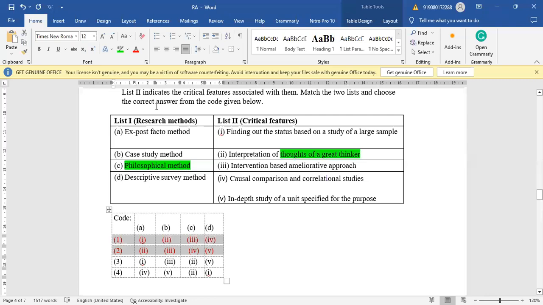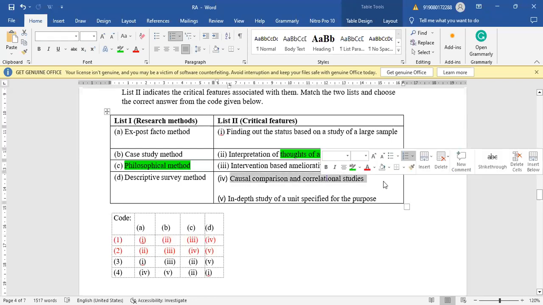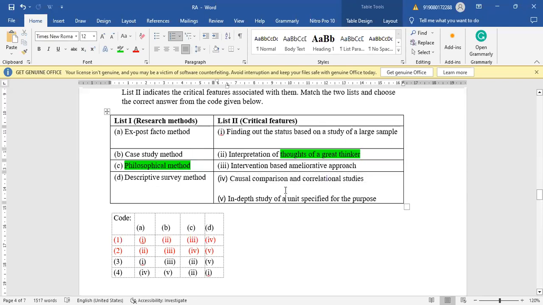Ex post facto. Causal comparison and correlation studies. Yes or no? Take the case of the traffic police example. What he is doing is a causal comparison and correlation, correct?